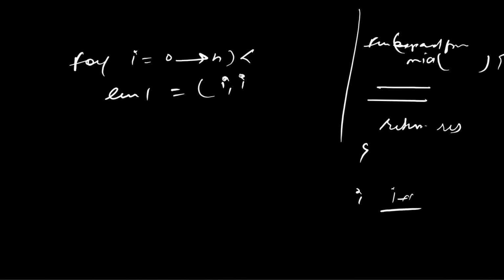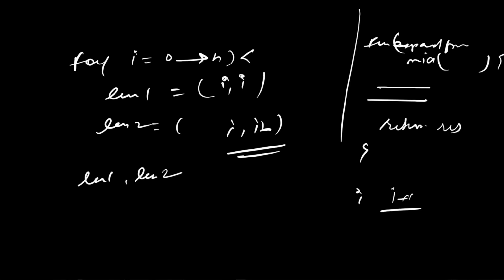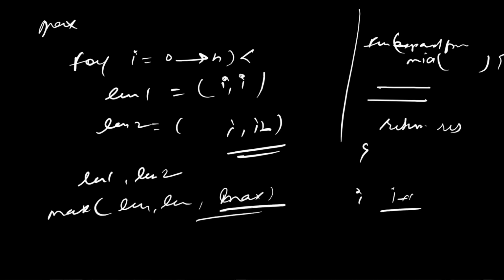So if you are considering only the middle one, then both the indexes will be I. Okay, and for the second one, length 2 will be I and I plus 1. Whenever we find that len 1 or len 2 is greater than our previous max value, we will update our max value with len 1 and len 2 and previous max. Okay, and then we will store the starting index and end index of the maximum substring. Okay, so this is the rough idea that we are going to solve.